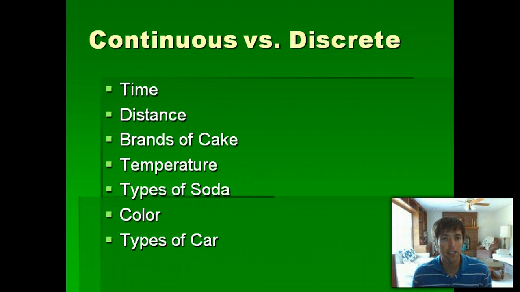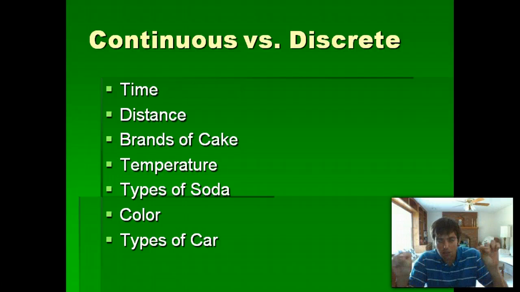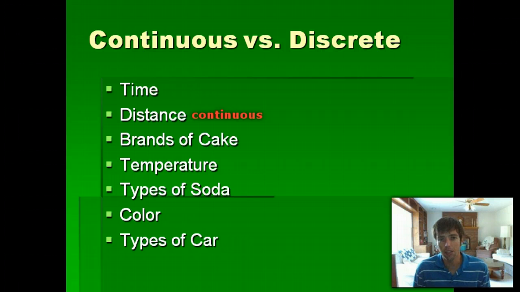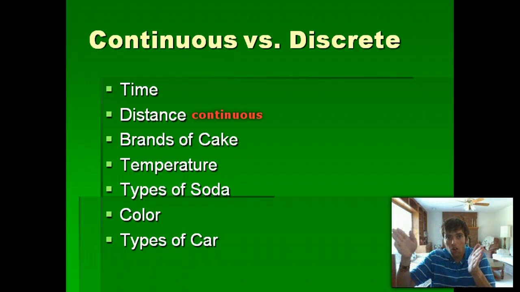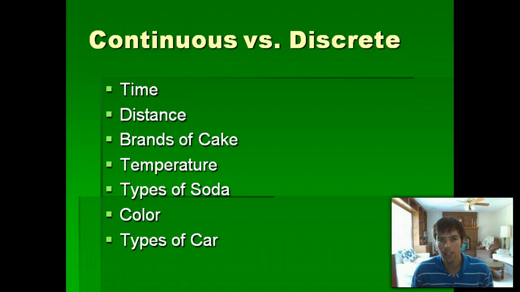Okay, time is continuous because it's on a line. It could be 12 o'clock, 12:01, 12:02, 12:03, 12:03 in 1 second, 2 seconds, 3 seconds. See how it's on a line? Now let's try distance. What do you think? Okay, distance is continuous because again, how far did I go? Did I go 1 inch, 2 inch, 3, 4, 5, 6, all the way to infinity? That's why it's continuous. How about brands of cake?